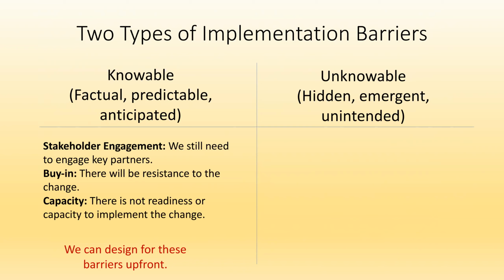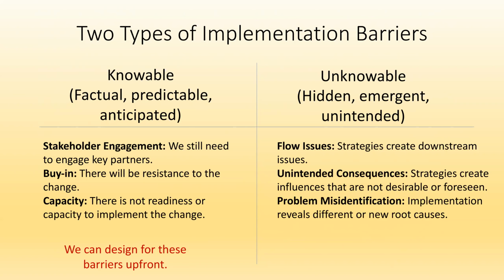And then often these barriers are also unintended. So it wasn't at all part of what we wanted to do with these strategies, but as a result of implementing the strategies, it has happened. So just some examples here include flow issues. For example, sometimes our strategies create downstream issues that really were never part of the scope of work or what we were considering we were here to do.